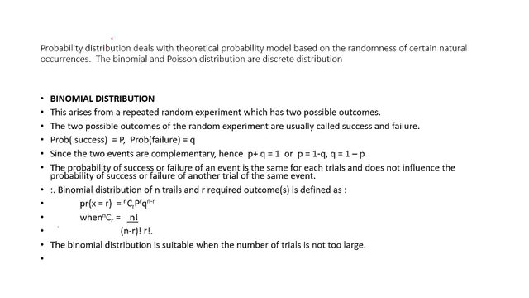Okay, welcome back. Now, when you talk of a probability distribution, it deals with a theoretical probability model based on the randomness of certain natural occurrence. The binomial and Poisson distribution are discrete distributions. What it's trying to tell us is that probability distribution tells us about distributions that we can use in evaluating any form of occurrence that is not certain.